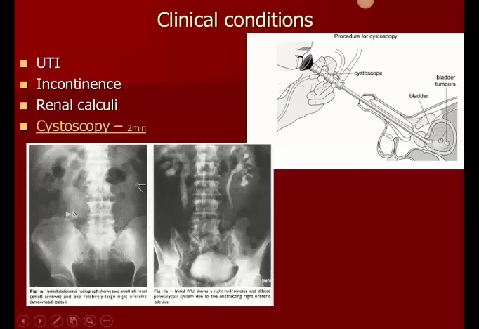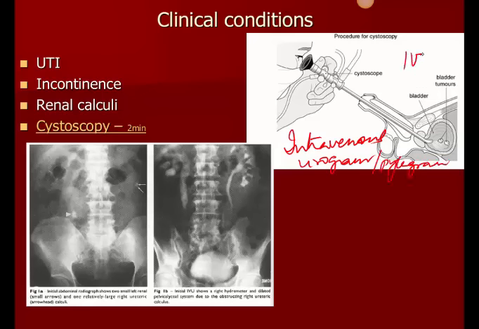Here is a calculus which you can see up here, a ureteric calculus. In order to investigate wherever we see an obstruction, we do something known as an intravenous urogram or pyelogram, IVU or IVP. You inject a dye into the vein, the dye goes into the bloodstream, it is filtered by the kidneys, and then you can see the entire tract up here.